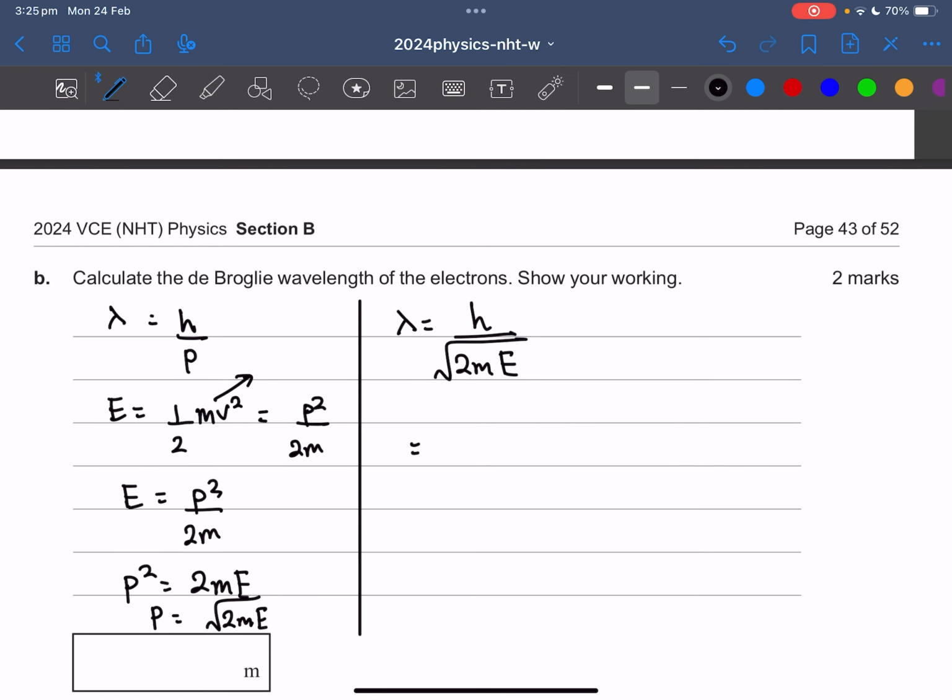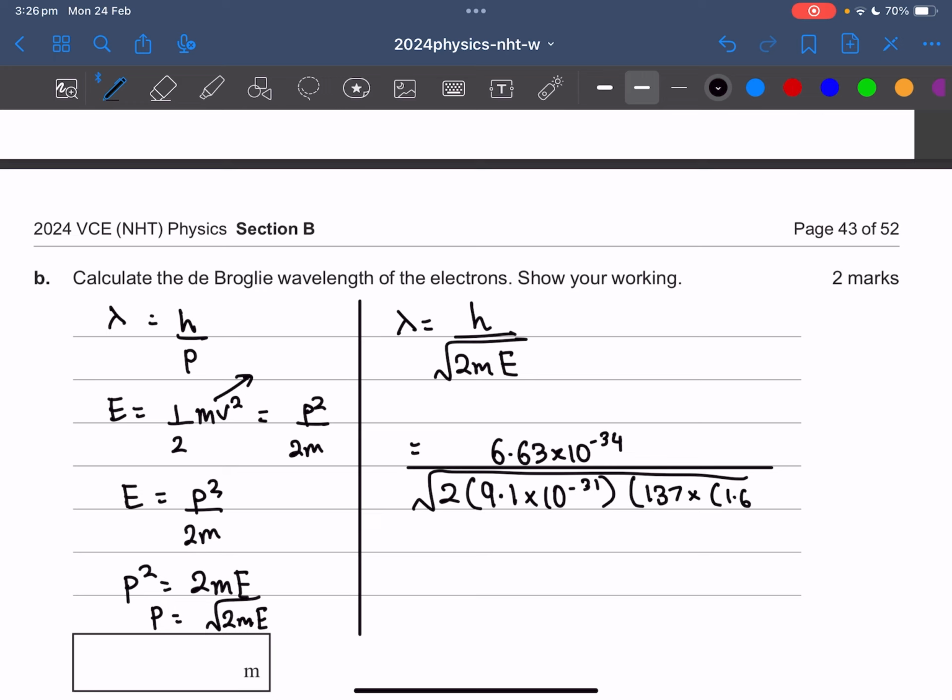So the h would be 6.63 times 10 to the minus 34, all of that divided by the square root of 2 times the mass, which is 9.1 times 10 to the minus 31, times the E, which is 137, times 1.6 times 10 to the power of minus 19, not negative 9.